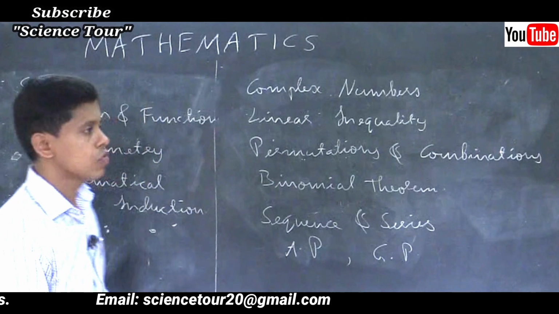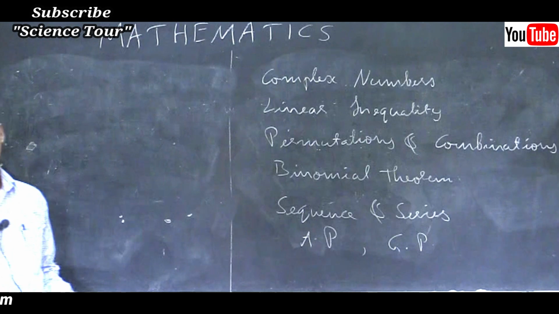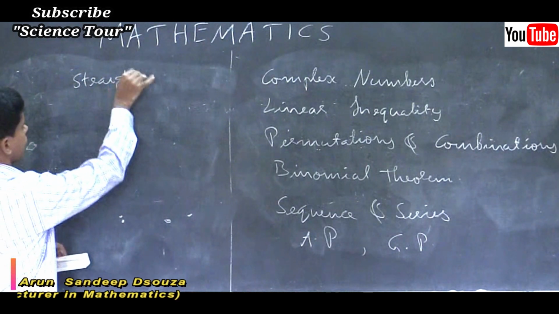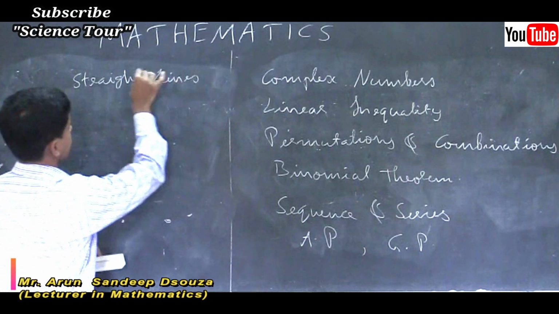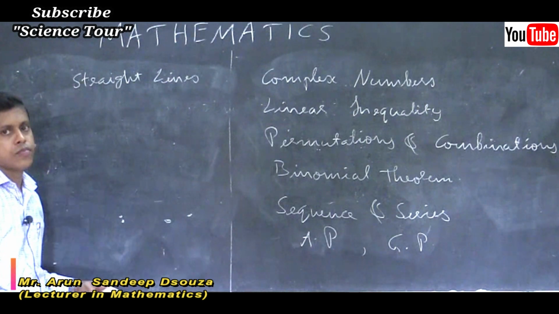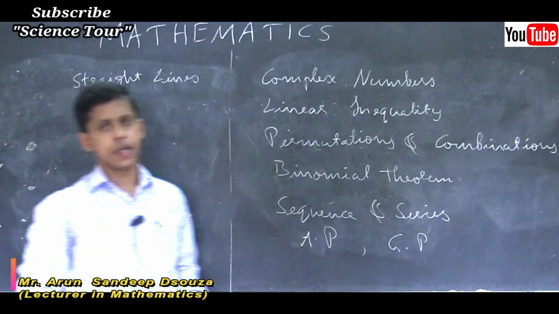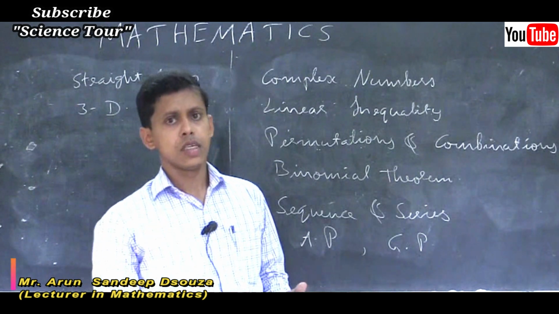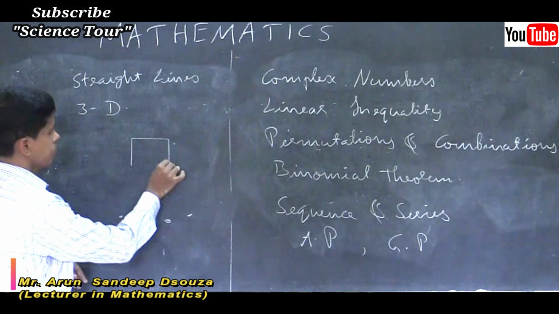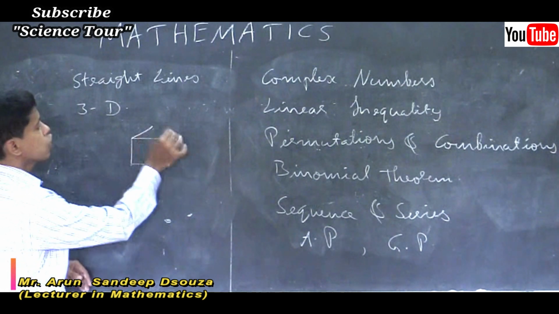Alright, so that's about this chapter. You will study about the arithmetic progression and the geometric progression, arithmetic mean and the geometric mean and their combinations. Alright, so that is the end of the algebra part. Then we have the geometry part, and in the geometry part the first lesson that you have is straight lines.